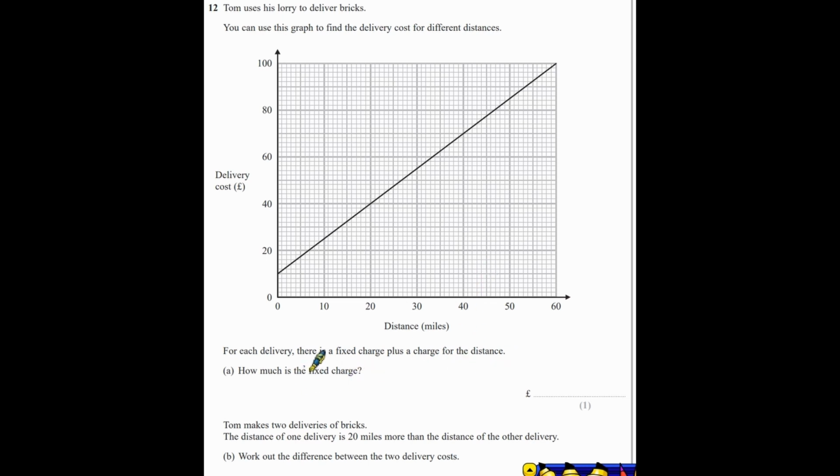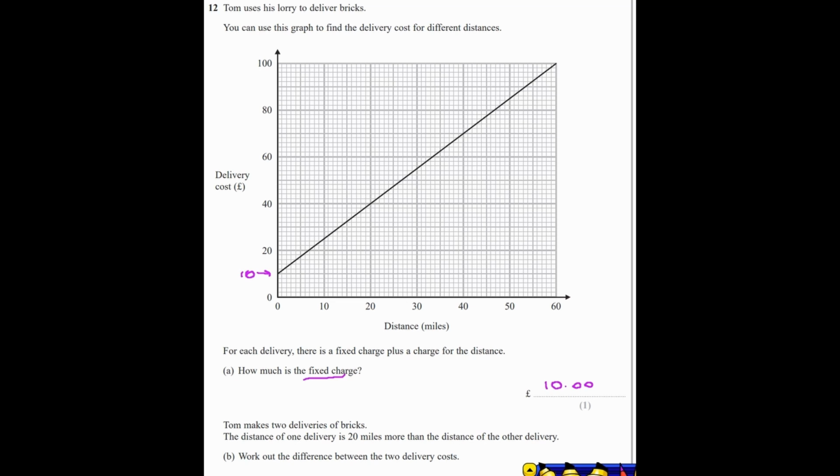Well, to find the fixed charge, we look at the line, and if we come right to the beginning of the graph here, we can see that even before we have started calculating the distance, there is a cost here of £10. So even at 0 distance, there is a charge of 10. So all prices start with this £10 added on at the beginning. Therefore, that is the fixed charge of £10.